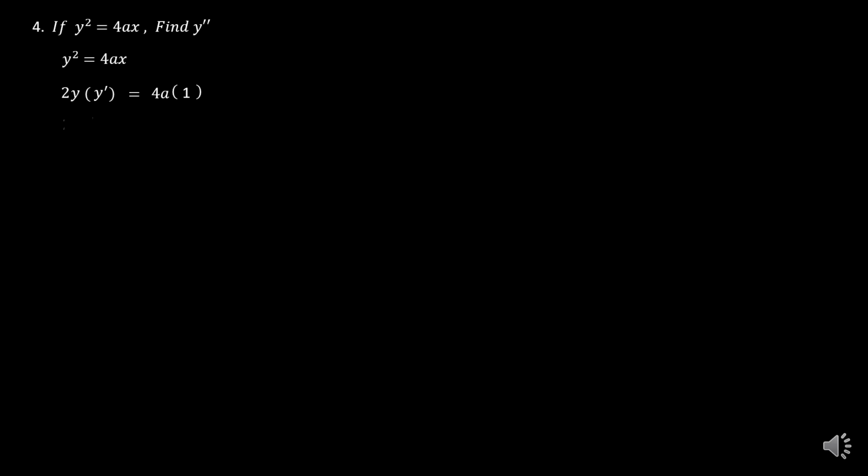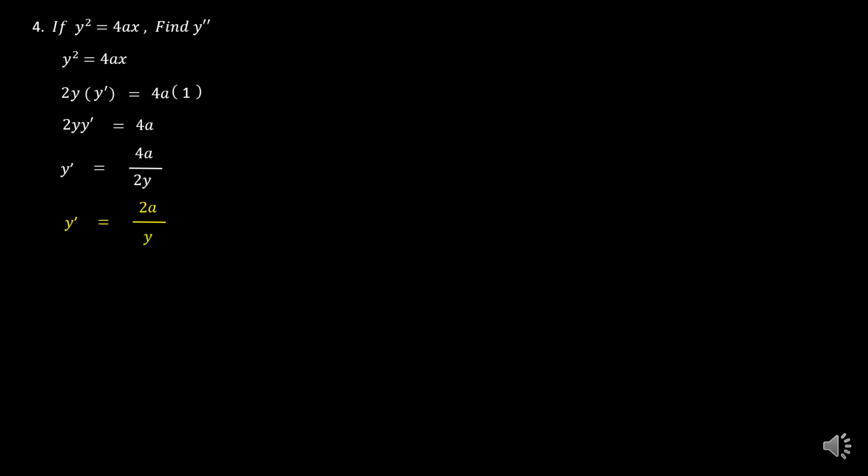Simplify: 2y' = 4a. Divide the entire equation by the coefficient of y'. Therefore, y' = 4a over 2y, or we can still simplify: y' = 2a over y. So this is now the first derivative.